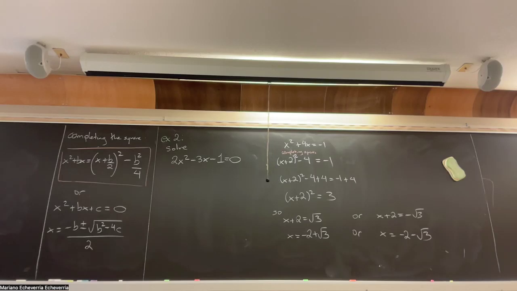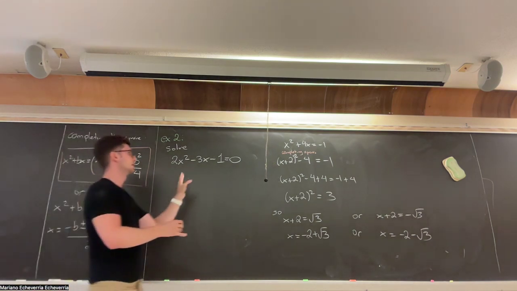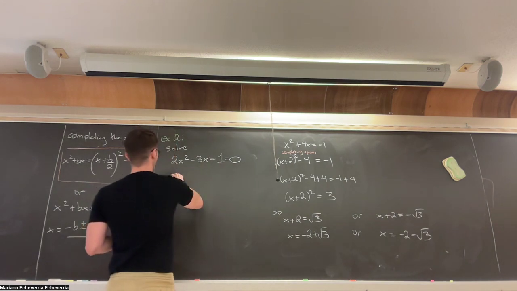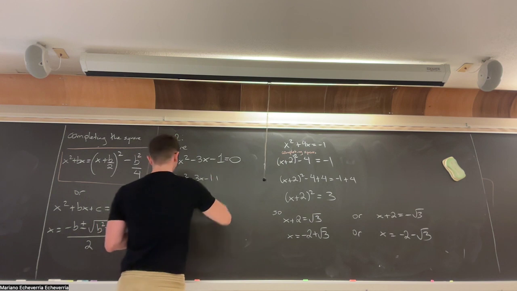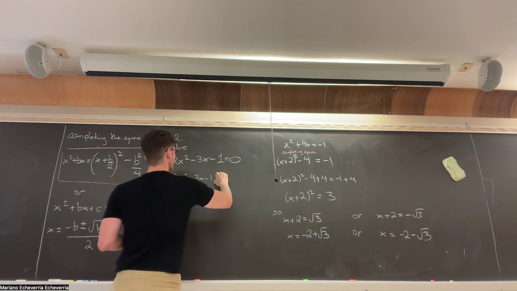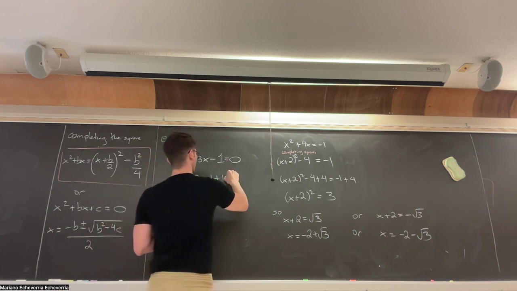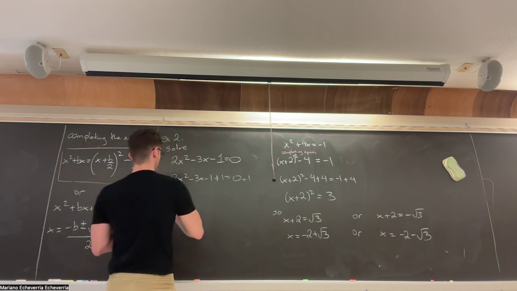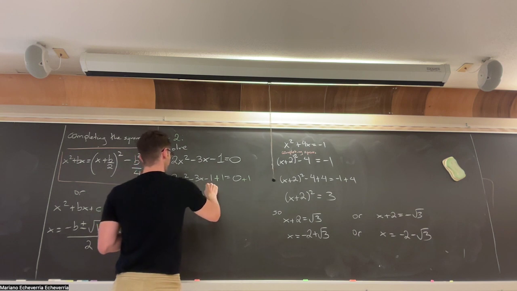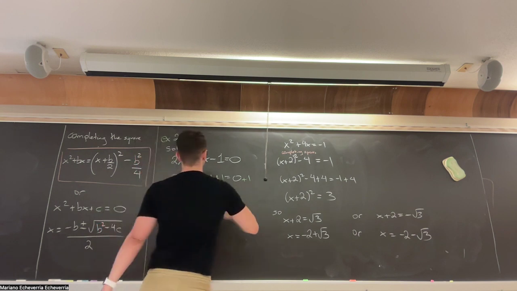So the first thing I'll do is isolate the x stuff on the left hand side. I want everything with the x on the left hand side. So I'll add one to both sides of the equation. So you get 2x squared minus 3x equals 1.